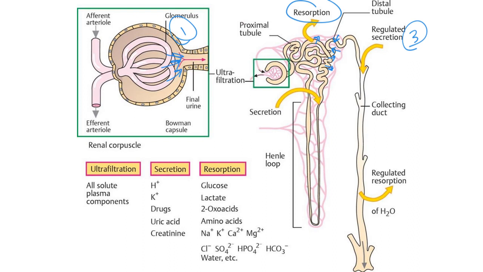So you'll see there are things that can go back and forth during filtration, the solute plasma components. During secretion, we've got some of these ions, some drugs. During reabsorption, these are good things that we'd be putting back into the body: glucose, lactate, amino acids, just trying to maintain homeostasis by regulating this fluid.